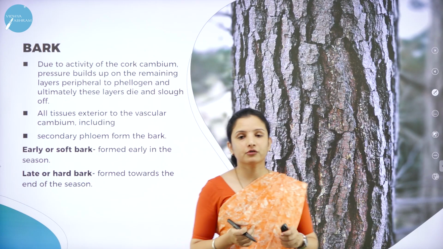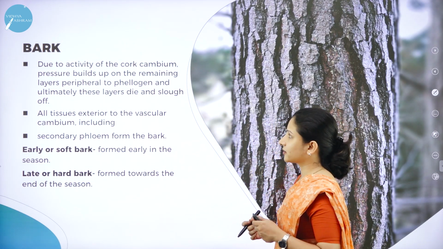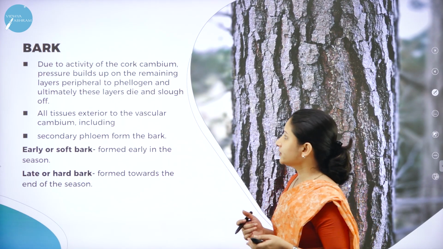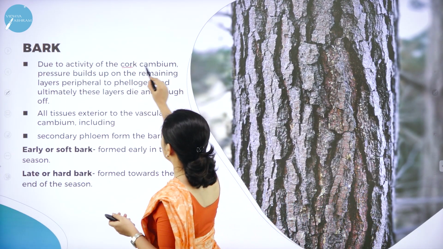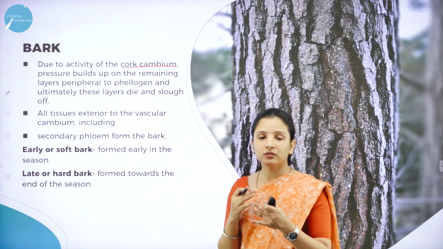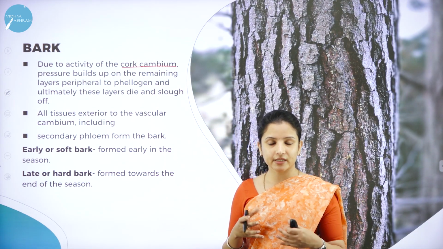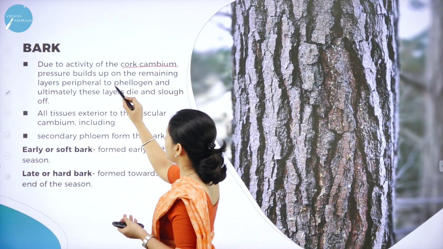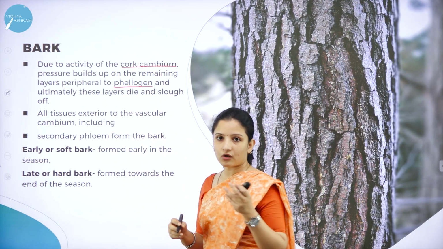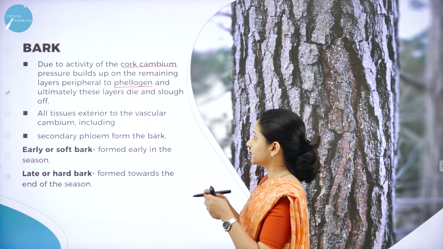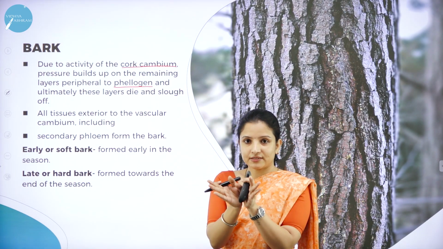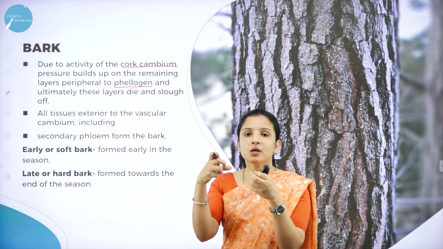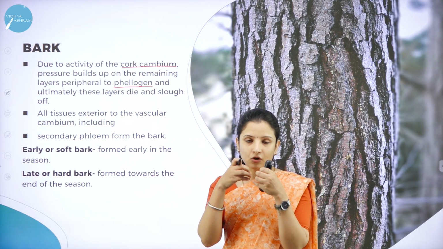So next, moving on to the last part, that is the bark. It also helps in the formation of the bark. Due to the activity of the cork cambium, what happens? A pressure will start building up between the layers of the cells in the cortex region. When a pressure starts building up in the phellogen or the cortex region, it will break the cells. Those cells which are broken will start to peel off from the cortex region.